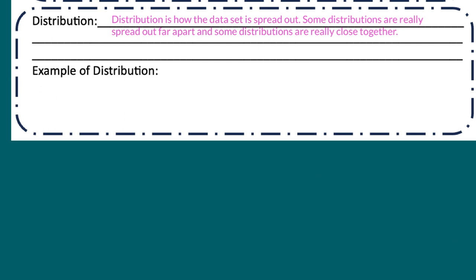So distribution of data is how the data is spread out. You have some distributions that are really spread far apart and some distributions that are really close together. So let's look at an example of each of those.